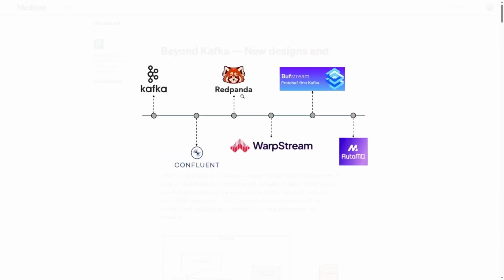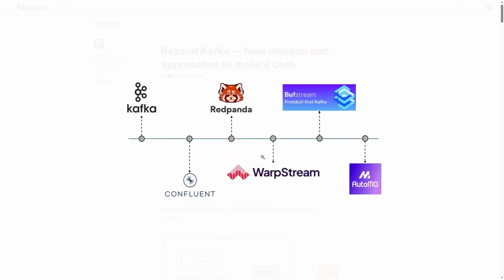If we look at the timelines, this is how the timelines are for the different solutions. Kafka was started at LinkedIn, and then the folks who created it started a new company called Confluent, and they started to offer managed services for Kafka. Then we saw a wave of new solutions coming up, like Red Panda, which created an event store, something similar to Kafka.